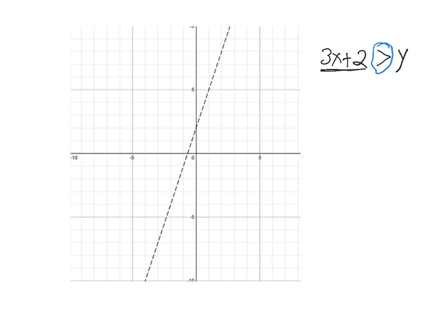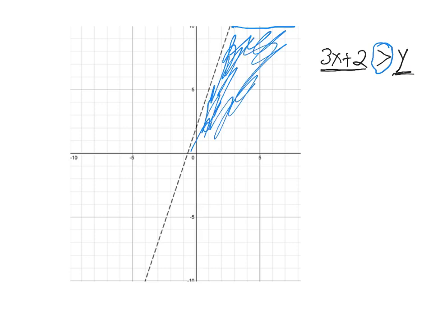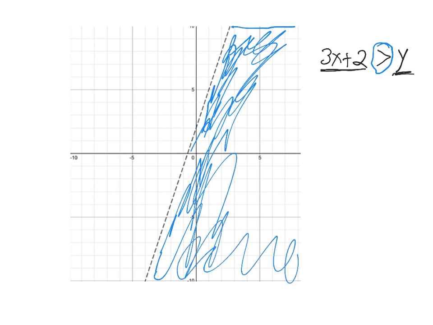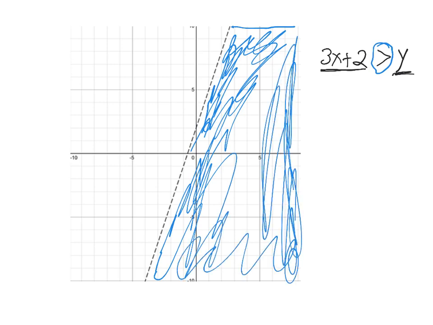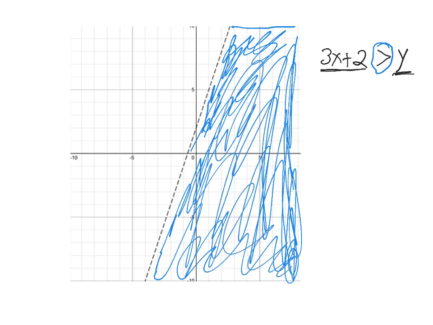So when we go to shade in, we look at the y, okay? So we're just going to look at the y. We see that y is less than, so that means y is always going to be smaller, okay? And so what I'm going to do is I'm going to just roughly shade in, okay? Doesn't need to be perfect, but I'm going to shade in the area that the inequality takes up, okay?